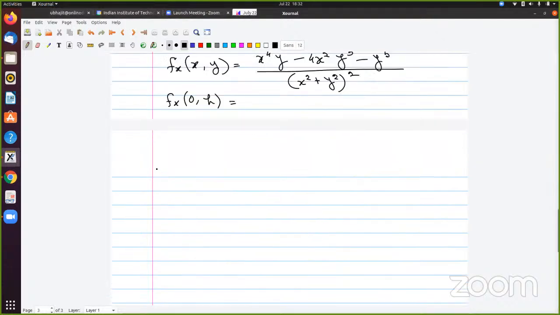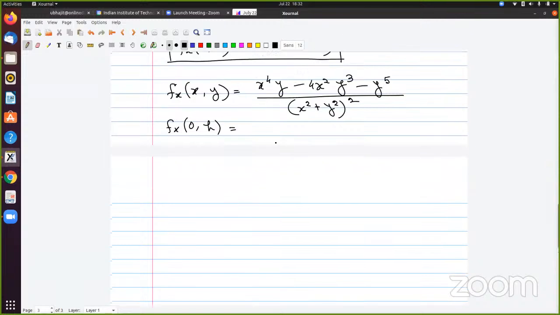It will be fx(0, h). Wherever there is x, there will be 0. So it is minus h^5 by h^4. This is minus h. And fx(0, 0), again if we calculate it by the definition, it will be 0.